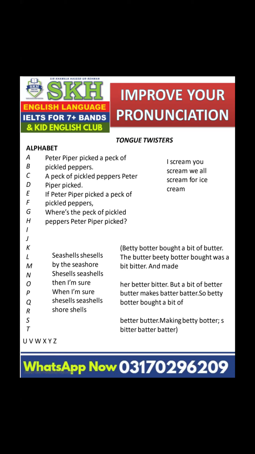Betty Butter bought a bit of butter. The butter Betty Butter bought was a bit bitter and mad. Her bitter butter, a bit of bitter butter made better. So Betty Butter bought a bit of bitter butter, making Betty Butter's bitter better.